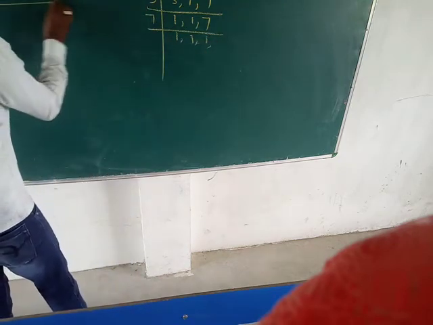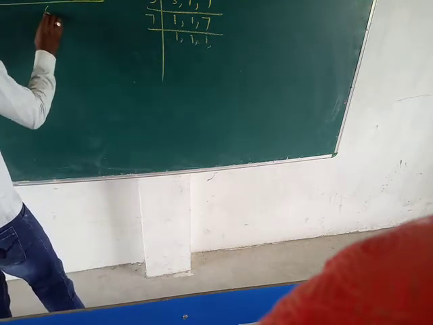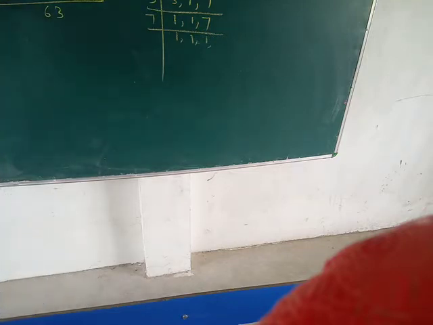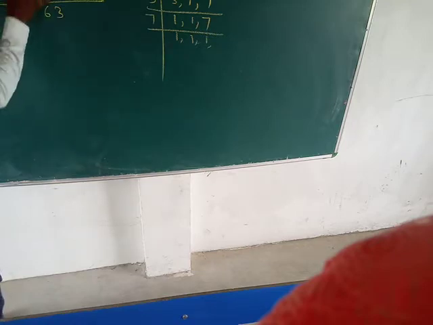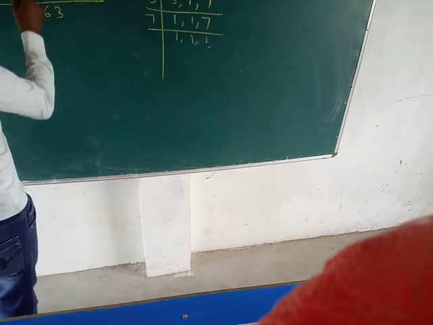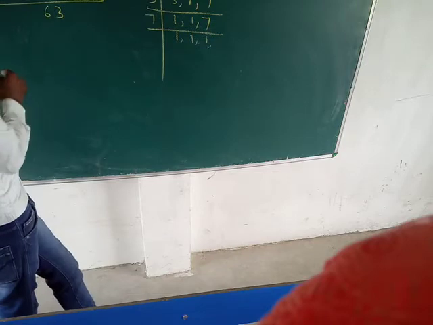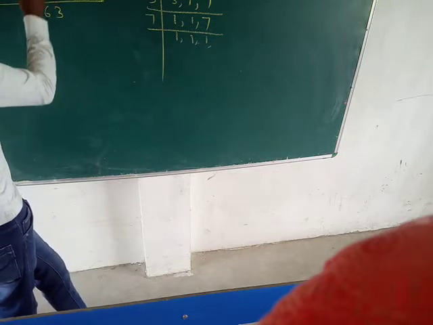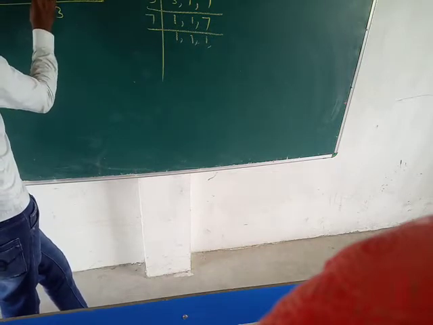Now we get LCM 63. We divide 63 by 9, we get 7. 7 2 ja 14. When we divide 63 by 3, we get 21. 21 2 ja 42.